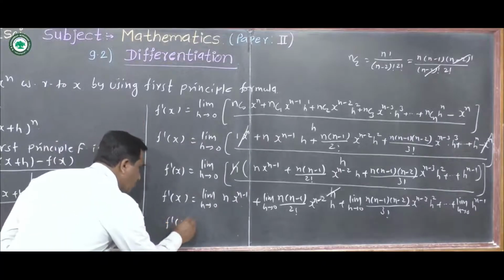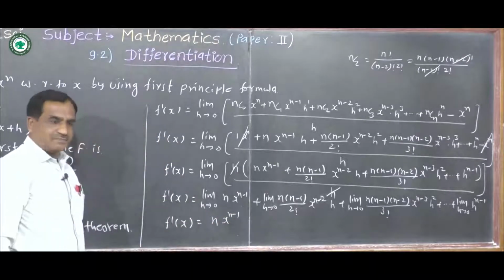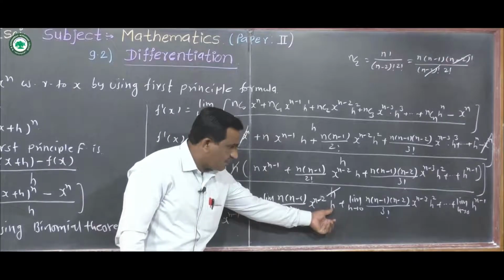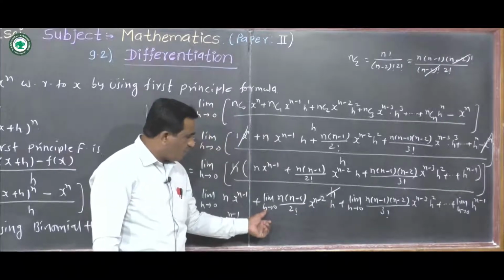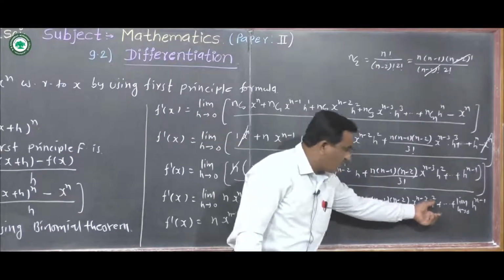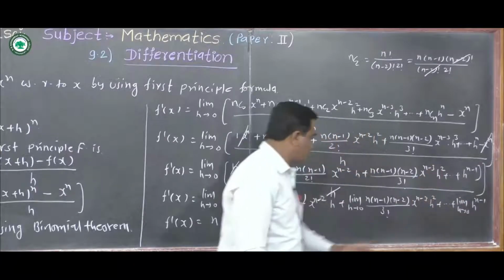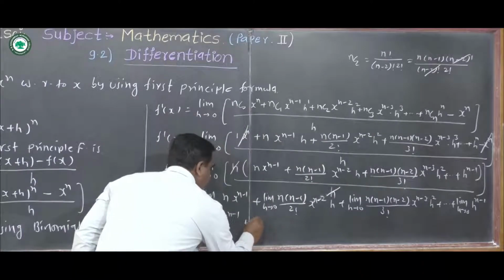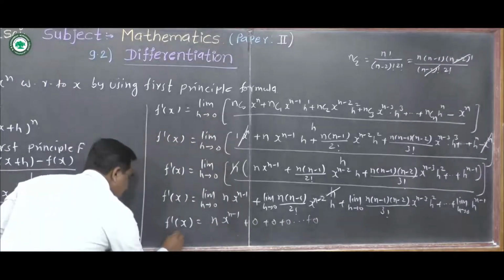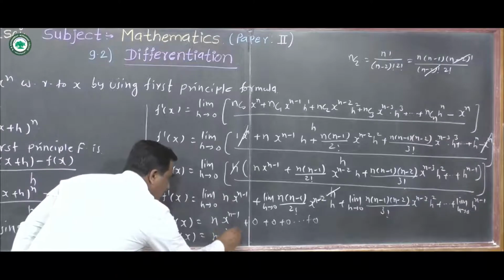f dash of x is equal to, here we can write n into x raised to n minus 1. Now here, this is the constant term, but there is an h here. h is a variable. If we put the value of h as 0, then this term becomes 0. This term is also 0, h square means 0 here. Therefore, this term is 0, this term is also 0. That is, we can write here plus 0, plus 0, plus 0, and so on. Finally, we get f dash of x is equal to n into x raised to n minus 1.